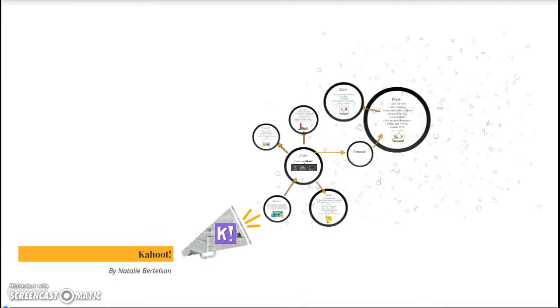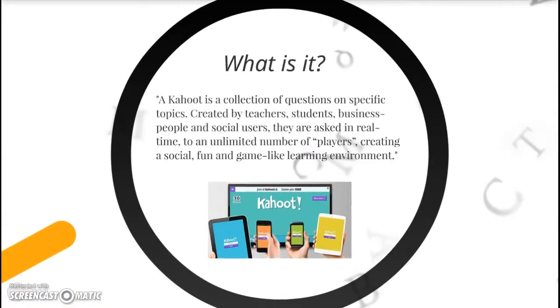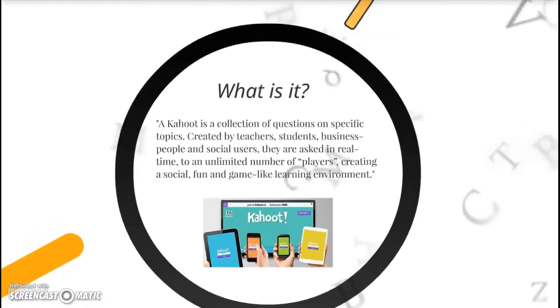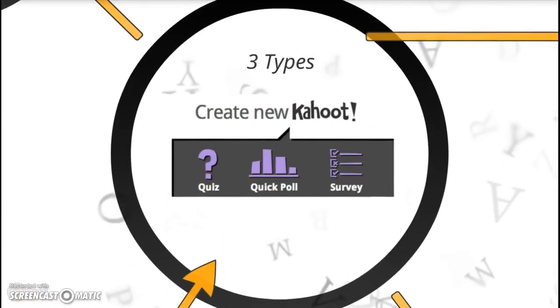Let's begin. To get started, let's define what Kahoot is. Kahoot is a collection of questions on specific topics created by teachers, students, business people, and social users. They are asked in real time to an unlimited number of players, creating a social, fun, and game-like learning environment. There are 3 different types of Kahoots: the quiz, the quick poll, and the survey. Today we're going to take an in-depth look at each one of them.